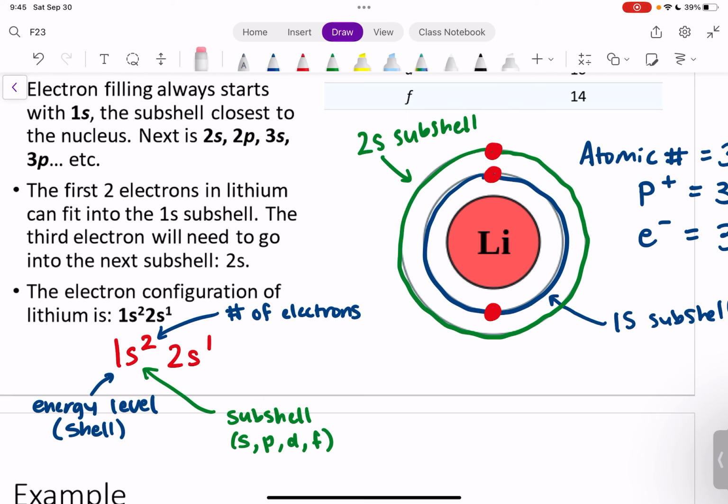All right, and then we have our next energy level, which is 2. That's this subshell here. We get to the second energy level. We again have an S subshell, okay? And then how many electrons in that S subshell? Well, I'm only seeing 1. There's only 1 electron in that S subshell, so I'm going to put a 1 there.